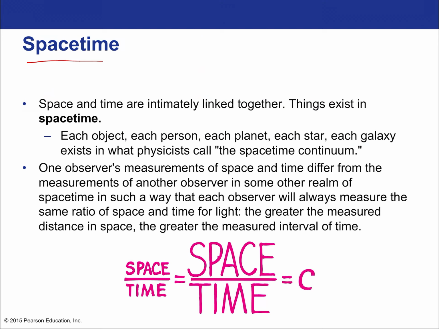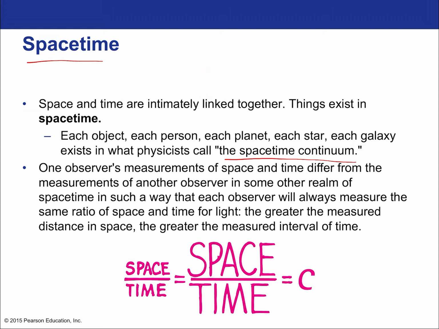So space and time are intimately linked together. Things exist in space-time. They don't just exist in time, nor do they just exist in space. And space would be up, down, left, right, back, forth. Okay, X, Y, Z. Time is measured by the variable t, right? It's the passage of time. Okay. So each object, each person, each planet, each star, each galaxy has a space-time coordinate, and it exists in the space-time continuum.